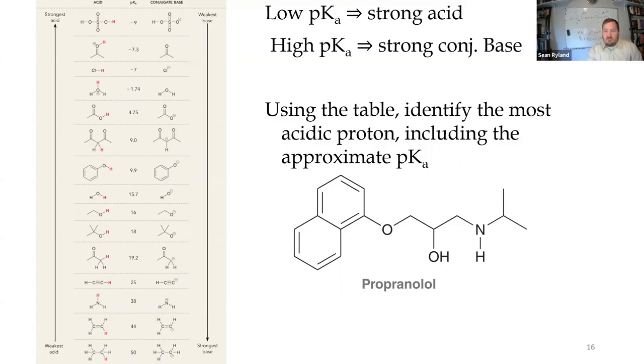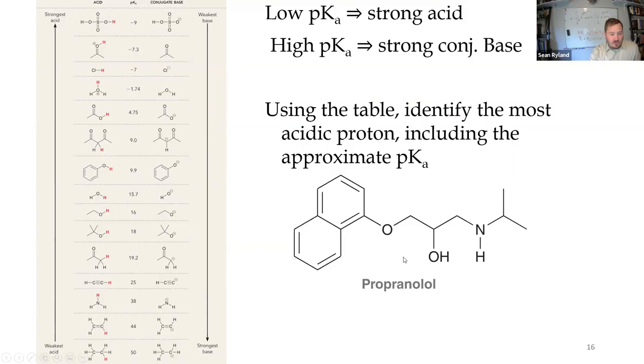If you have ways of pulling electron density away from a hydrogen, that's going to make it easier to pull that hydrogen off, because there's less electrons holding that H plus in place, basically. The other thing is, if we can add more resonance by deprotonating something, that's going to be favorable.